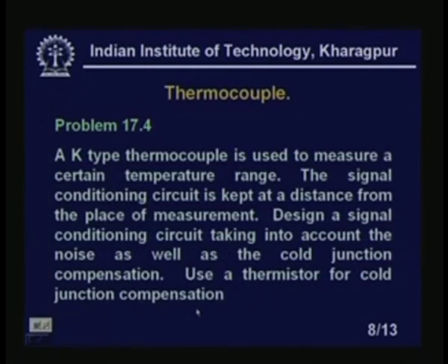A K-type thermocouple is used to measure a certain temperature change range, and the signal conditioning circuitry is kept at a distance from the place of the measurements. That means I need a cold junction compensation, because if the point of the installation of the sensor and the point of the voltmeter are far away, I need some compensating cable, or lead wire, as we sometimes call it.